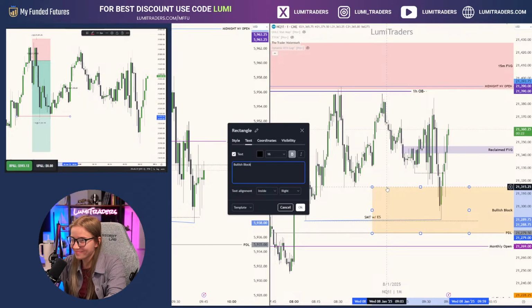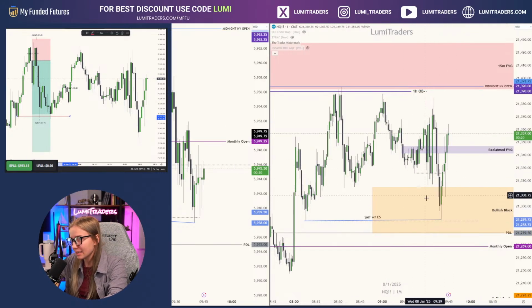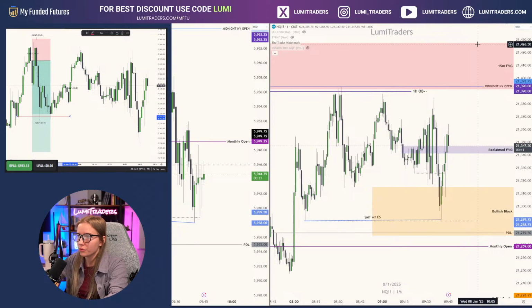Bullish block. This means, as long as we stay inside this area right here, preferably we take the previous day low level. This means I'm going to move a little bit lower. I would like to see a move above New York midnight open.